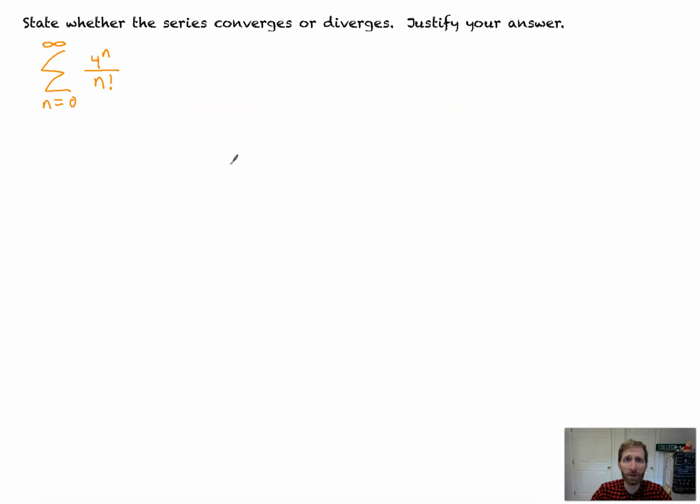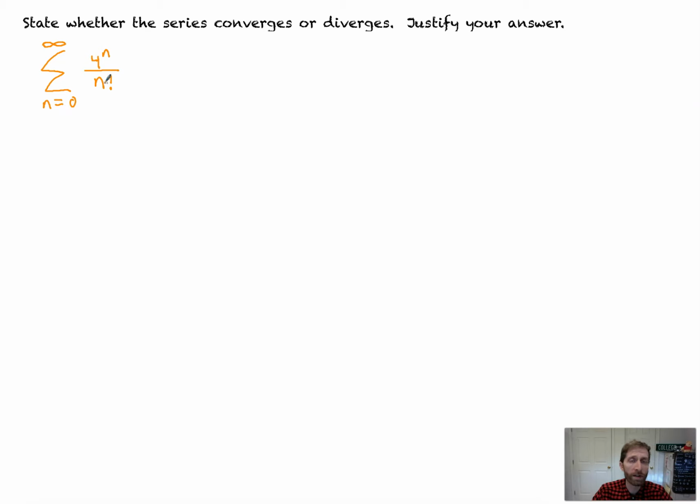Without any further ado, let's put this awesome test to work. State whether the series converges or diverges, and justify your answer. As usual, when we justify our answer, we're going to state the test we're using, show the conditions of the test, and then state our conclusion, in any order.